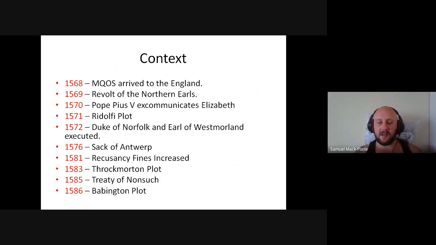So 1568, Mary Queen of Scots gets the ball rolling. This is the cause of all the plots. She arrives in England after being chased out of Scotland by her Protestant lords who didn't like a Catholic queen, especially one who had her husband killed. Because of this, in 1569, you have the unsuccessful revolt of the Northern Earls. Pope Pius V then excommunicates her in 1570. You have the Radulfi plot, which is the first plot which fails.